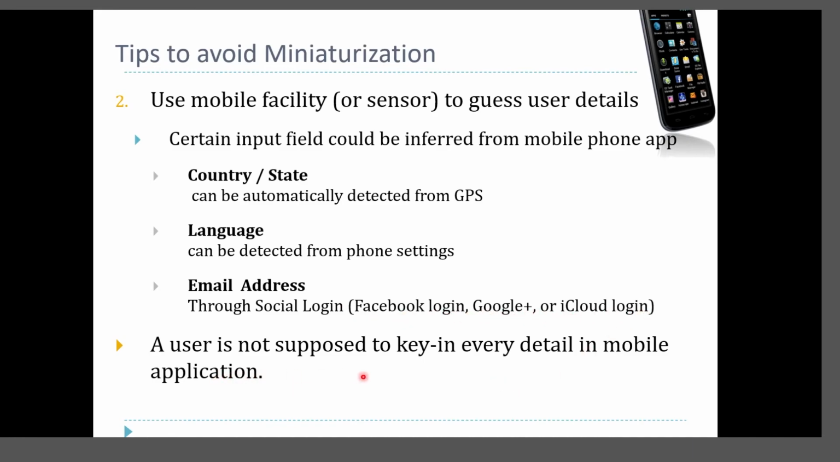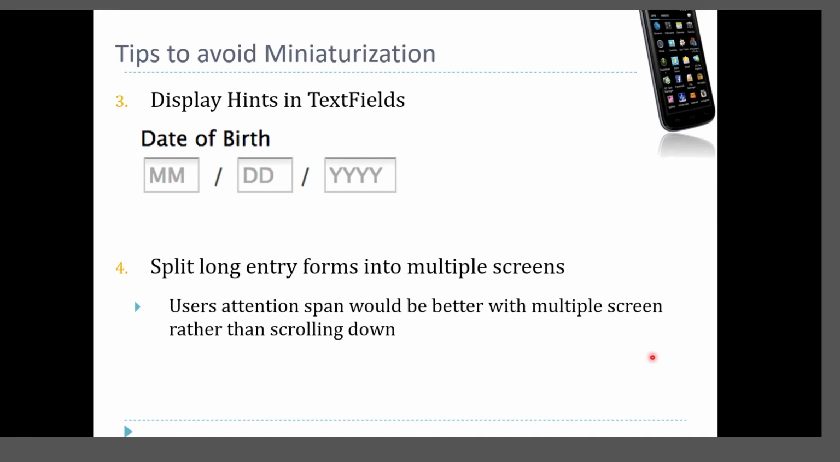The user is not supposed to key in every detail in the mobile application. This is very important. And then you should also display a hint in the text field, such as for date of birth. Or you use the calendar facility. And then if you can, split a long entry form into multiple screens. The user's attention span would be better with multiple screens rather than scrolling down.